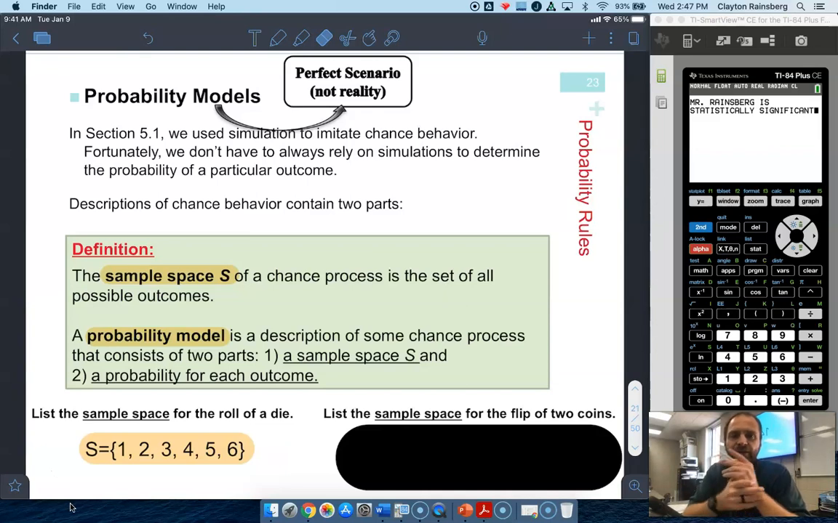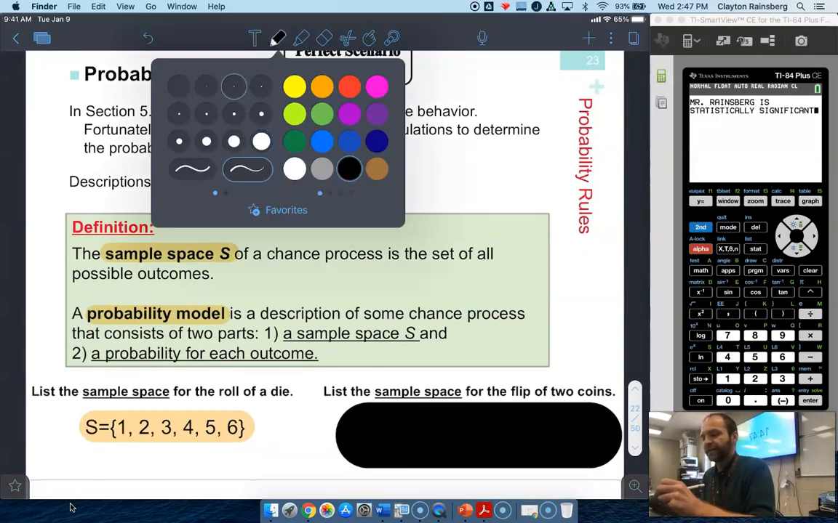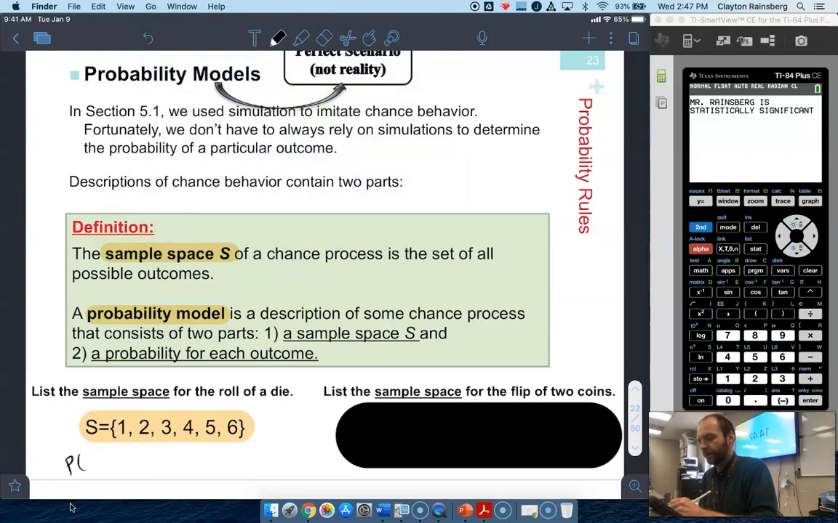We have S equals, and we use the braces to represent the set of outcomes. So 1, 2, etc. There's our 6 possible outcomes. Now, if I wanted to do a probability model of this, on top of writing this down, I would also write down what's the probability of rolling a 1. The probability of a 1 is 1/6. What's the probability of a 2? Well, that's 1/6. Probability of 3, etc. I would list out all those probabilities.